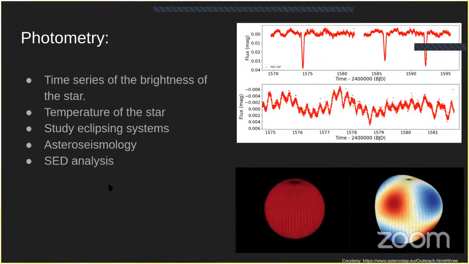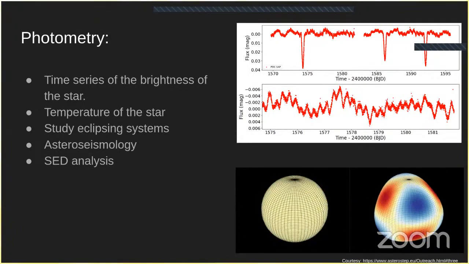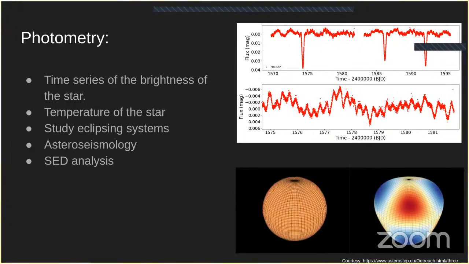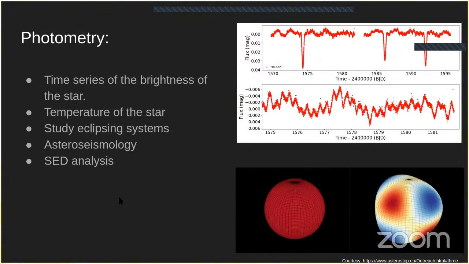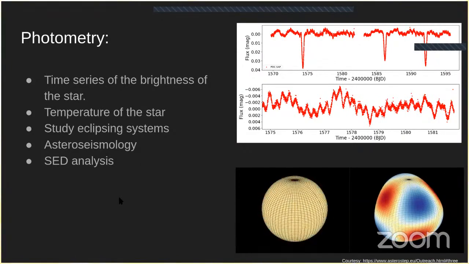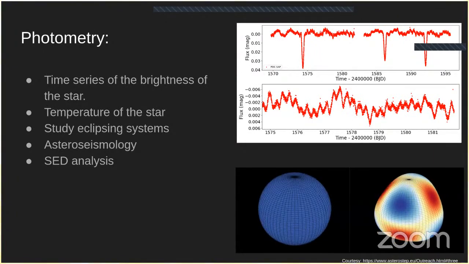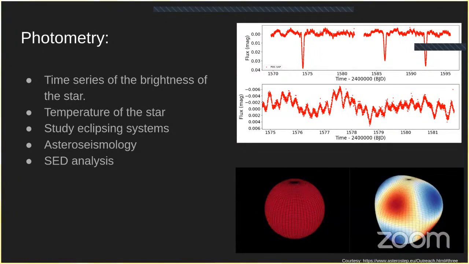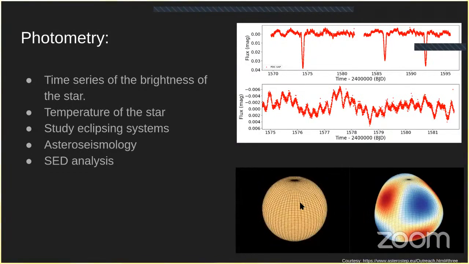The other use of photometry would be something called astroseismology. Astroseismology is a field where we study star quakes. So like earthquakes, even stars have quakes in them where the surface moves. Here are two examples. So these are different kinds of motions.